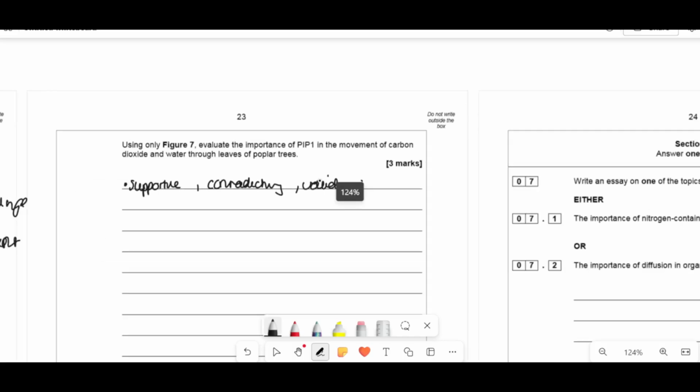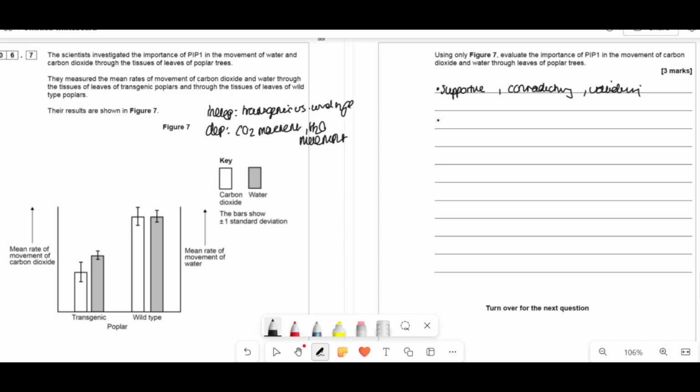So here in this figure, what's supporting the statement that PIP1 is important? Well, these transgenic ones don't make PIP1 anymore, remember? So a loss of PIP1 reduces CO2 and H2O movement. And can you see how these SDs are not overlapping with these results? The SDs don't overlap, so they're significantly lower, right?